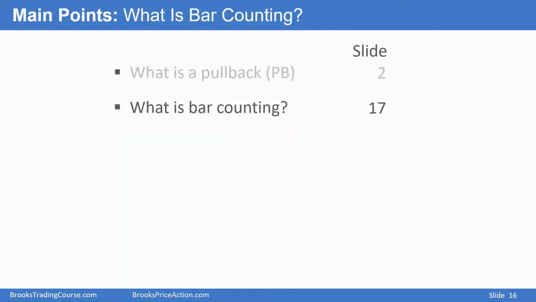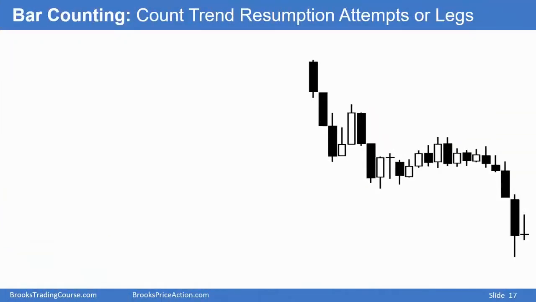I've already talked some about bar counting, and I'm going to talk more about it now. With bar counting, I count the number of attempts a trend tries to resume. So here we pull back, trend tried to resume. Here we pull back, trend tried to resume. Here we pull back, tried to resume. Pull back, tried to resume.